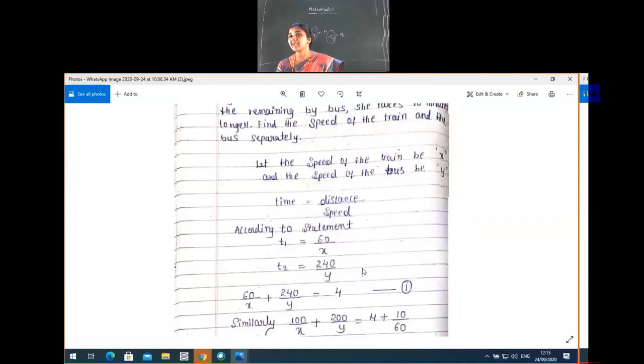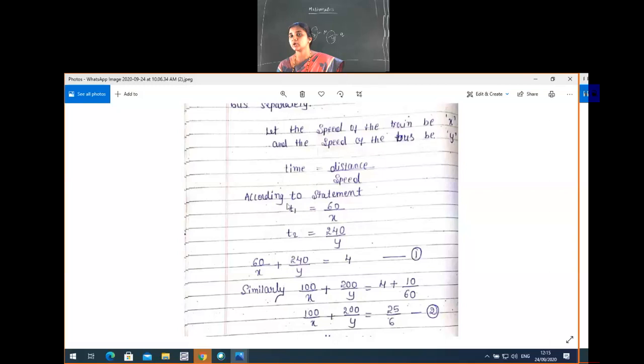So next, together, what happens? Both together the total timing is 4 hours, right? T1 plus T2 is equal to 4 hours. T1 is 60 by x. X is the speed of the train, y is the speed of the bus. Here in the train she travels 60 kilometer, and in the bus she travels 240 kilometer. So according to the formula, time is equal to distance by speed, 60 by x plus 240 by y is equal to 4. This is equation 1. Is that clear?